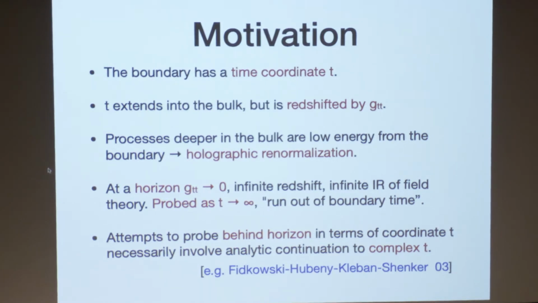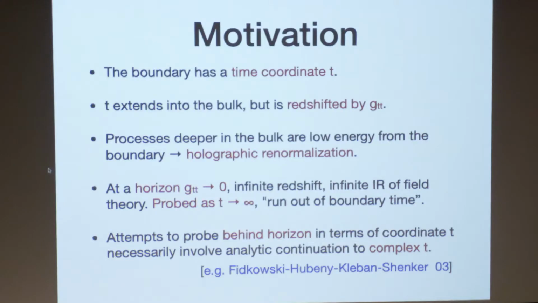Now this time does extend. You can use the same formula that extends into the bulk, but as it extends, it gets redshifted because the bulk has a metric g_tt. And this corresponds to the fact that if you're further in the bulk, things get redshifted relative to the boundary, and so they're more low energy processes. And that's the idea that in holography, the renormalization group gets geometrized, and things that are further in the bulk are the low energy, and things near the boundary are the high energy UV processes. And so that's the essence of holographic renormalization.